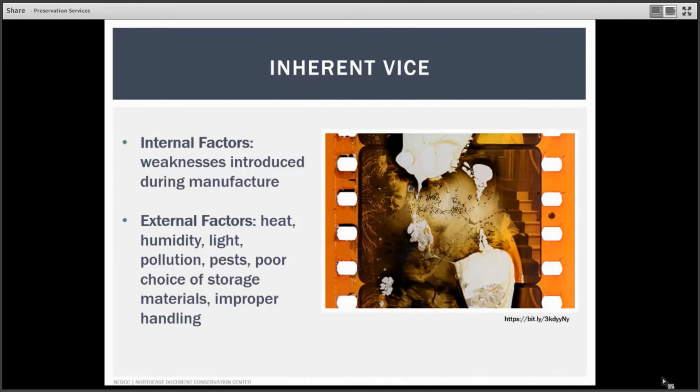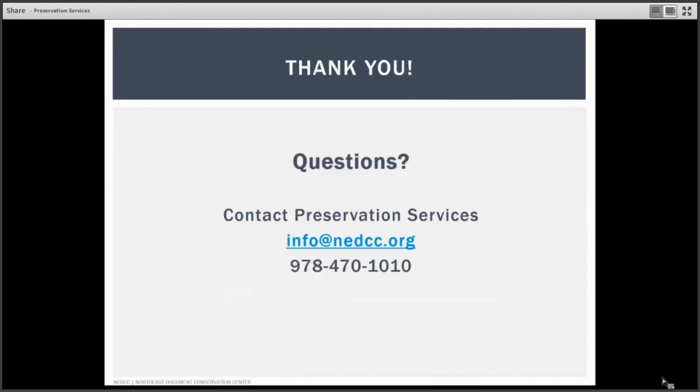Okay, hopefully that gives you a better sense of the root causes of deterioration and sets you up to look at your own collections with fresh eyes. You might spot some things that you haven't noticed before.